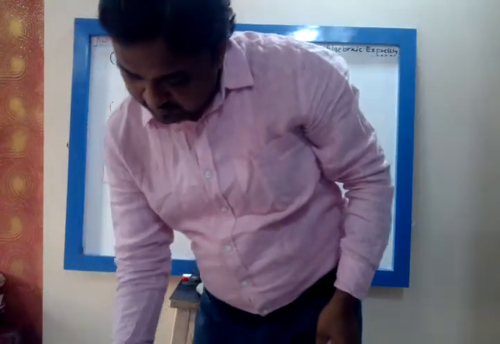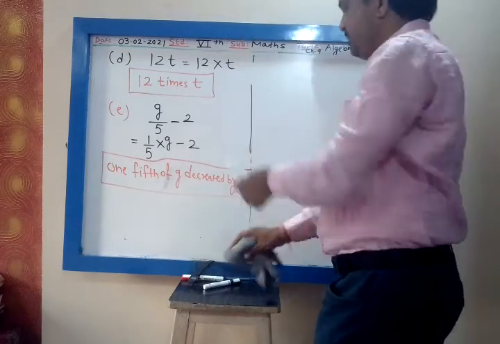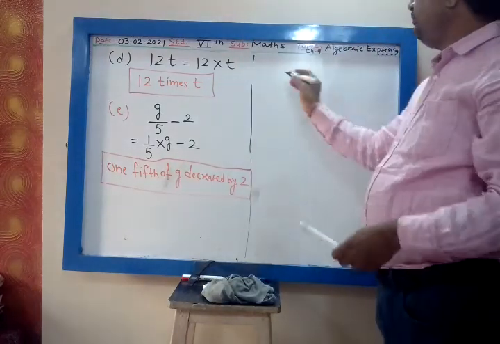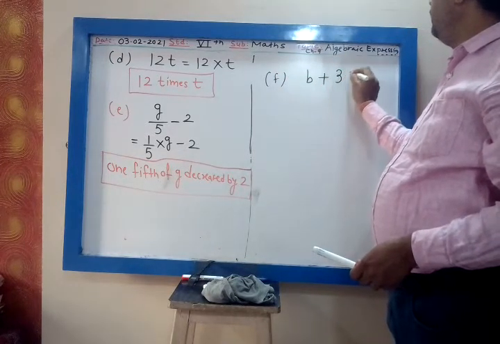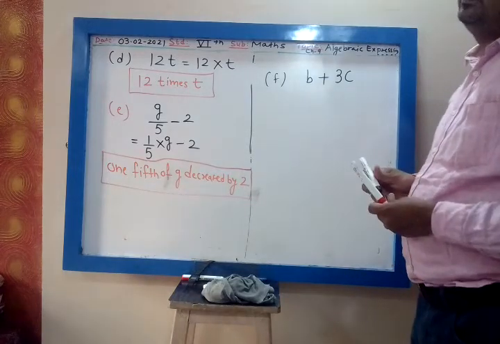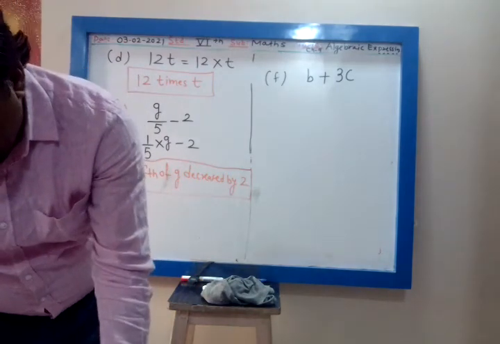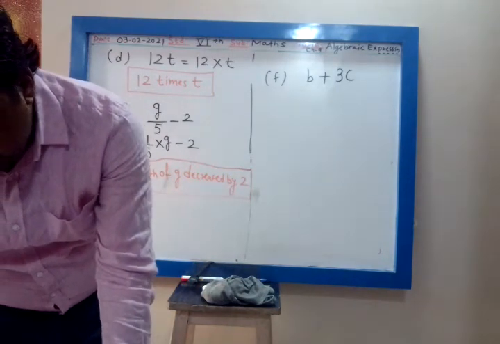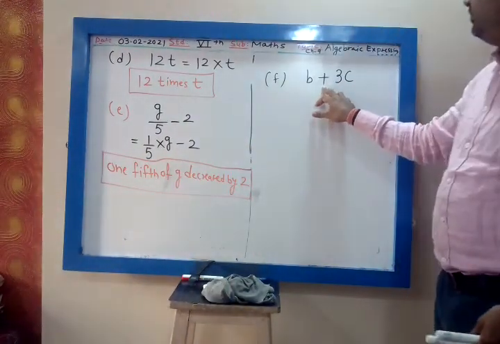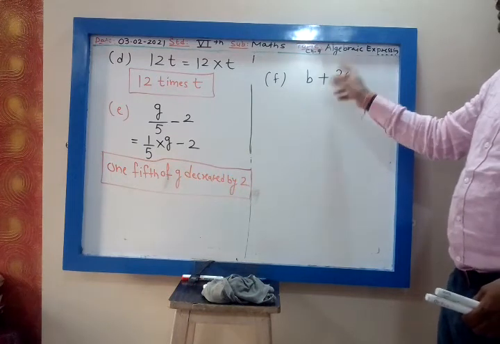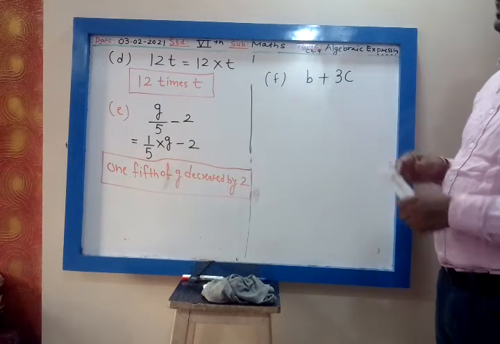Next is b plus 3c. What do you mean by plus? Plus means sum. Sum of which two numbers? B and 3c, where 3c means 3 times c.